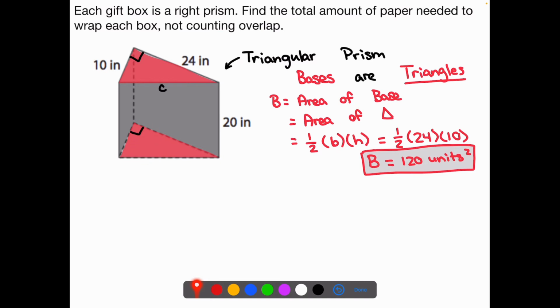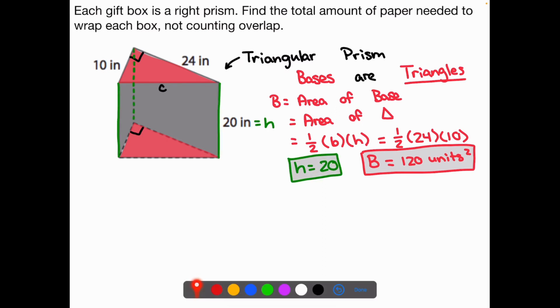Next, we need to find the perimeter. And actually, before I find the perimeter, we can find the height very easily. The height is the segment that connects the 2 bases. So the segment that connects the 2 red bases here is this segment right here, 20 inches in length. So height is equal to 20.